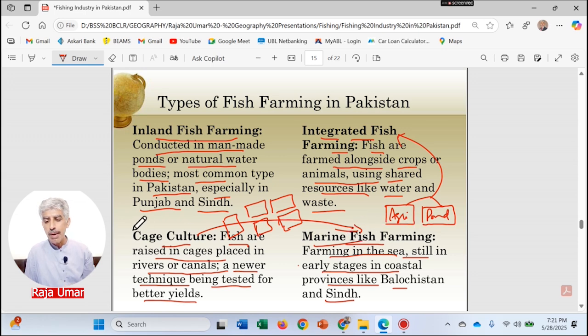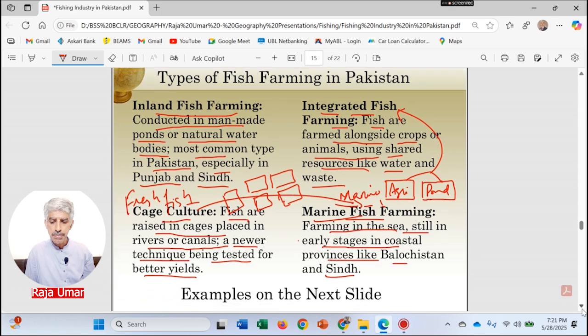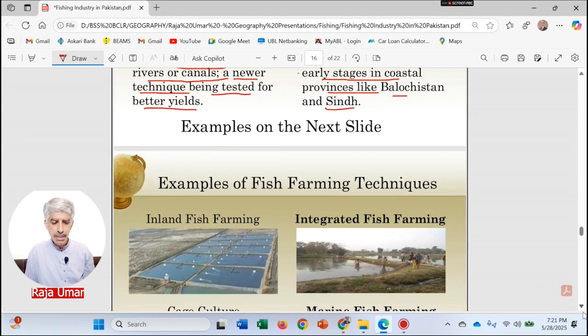But in this one, the freshwater fish is reared in those cages. Over here, the marine fish is reared in those cages in marine fish farming. So these are the four types of fish farming in Pakistan. So here are the examples.